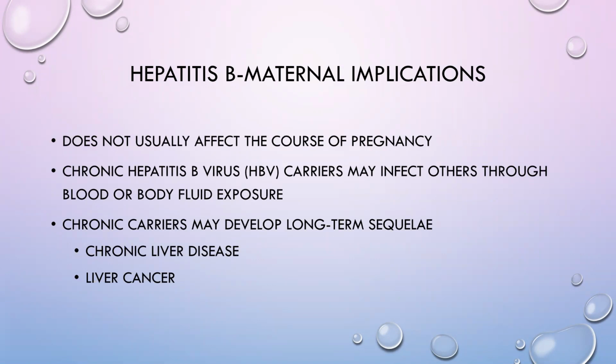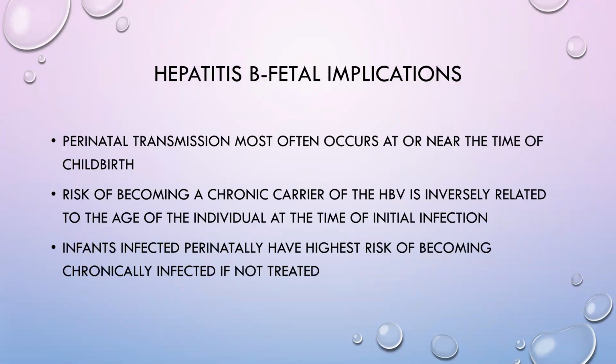Hepatitis B can be transferred to the baby or to the fetus. This transmission usually occurs at or near the time of childbirth. There is risk of becoming a carrier for hepatitis B, and that's related to the age that the person was when they first were infected. Infants who are infected perinatally have the highest risk of becoming chronically infected with hepatitis B if not treated.